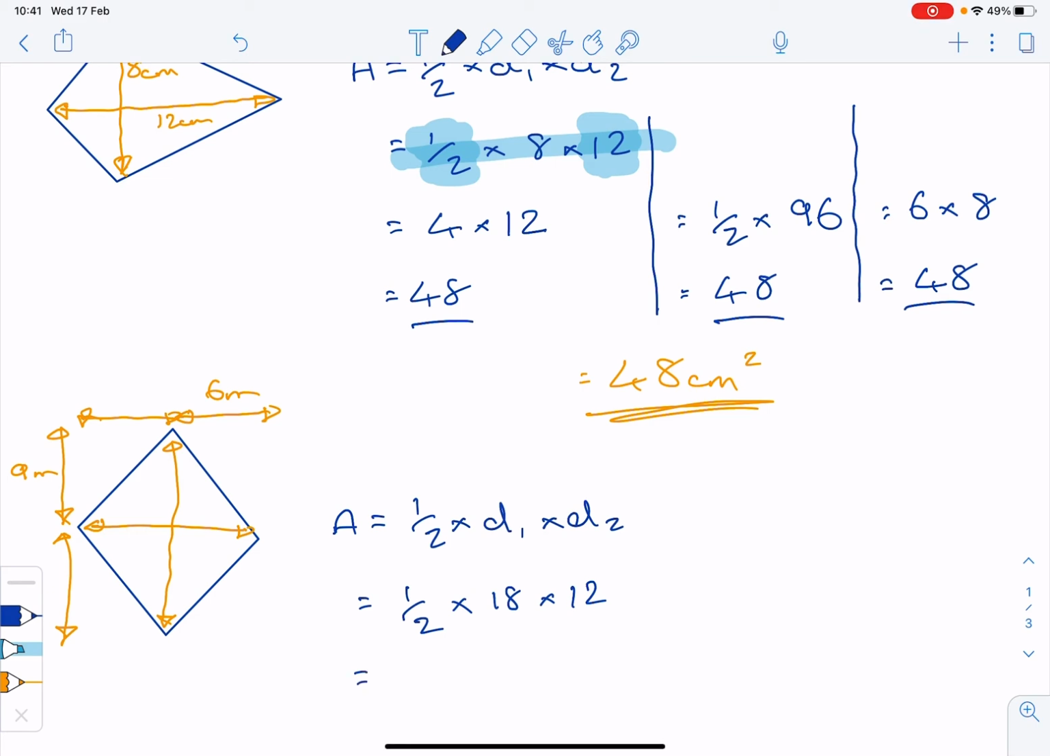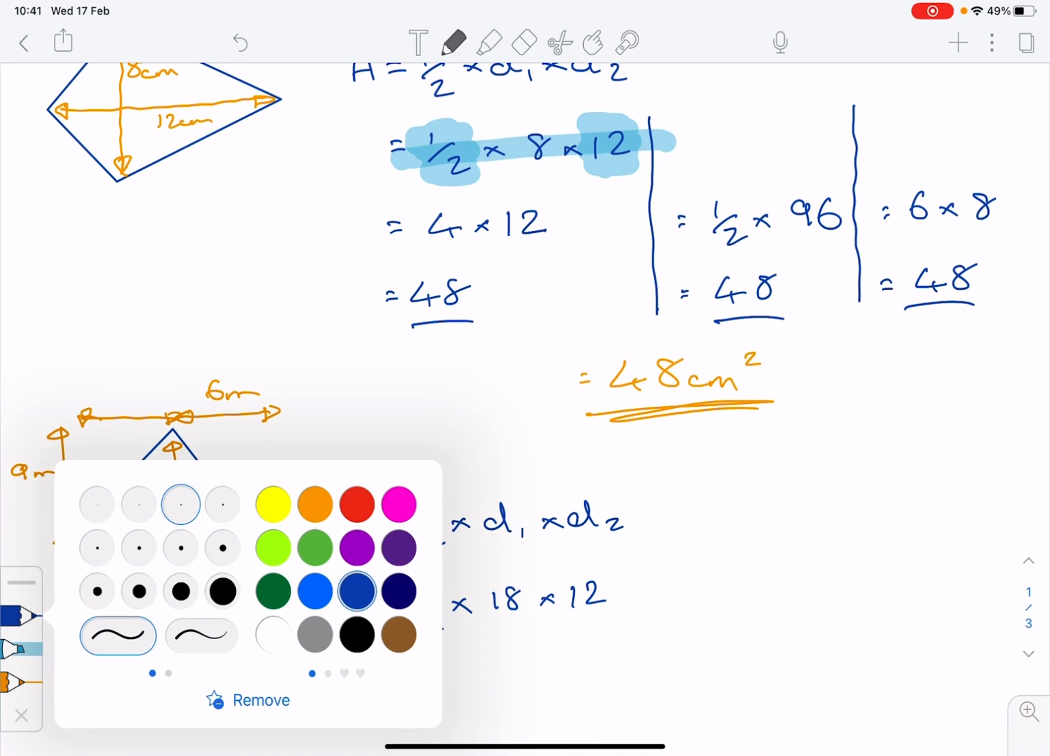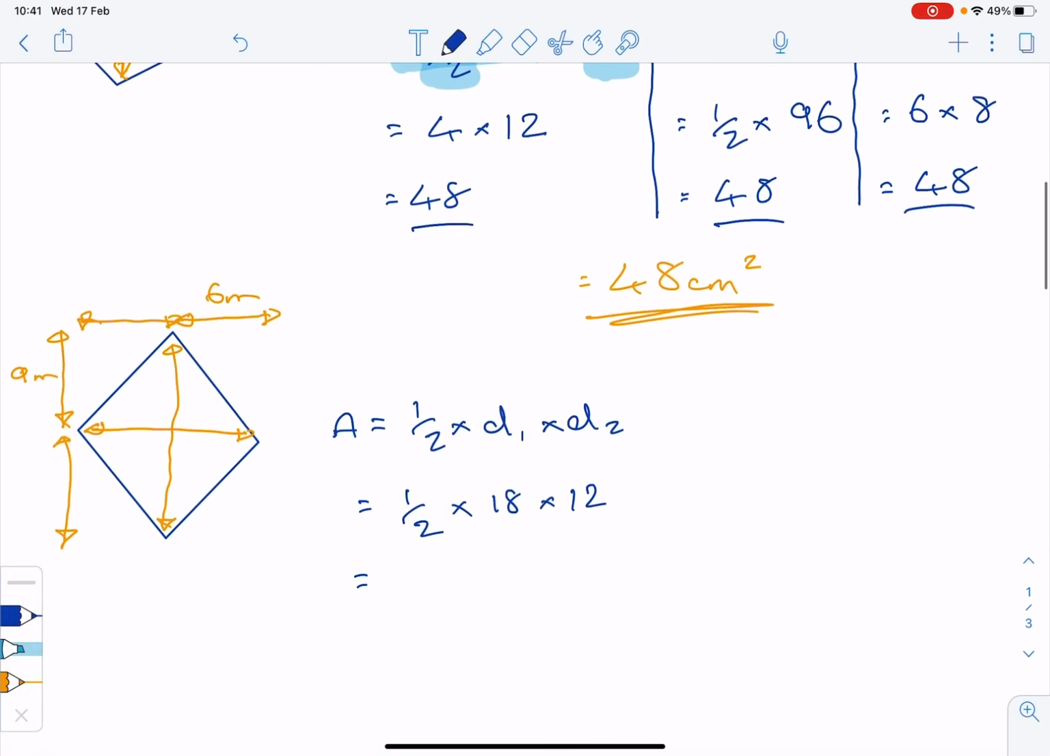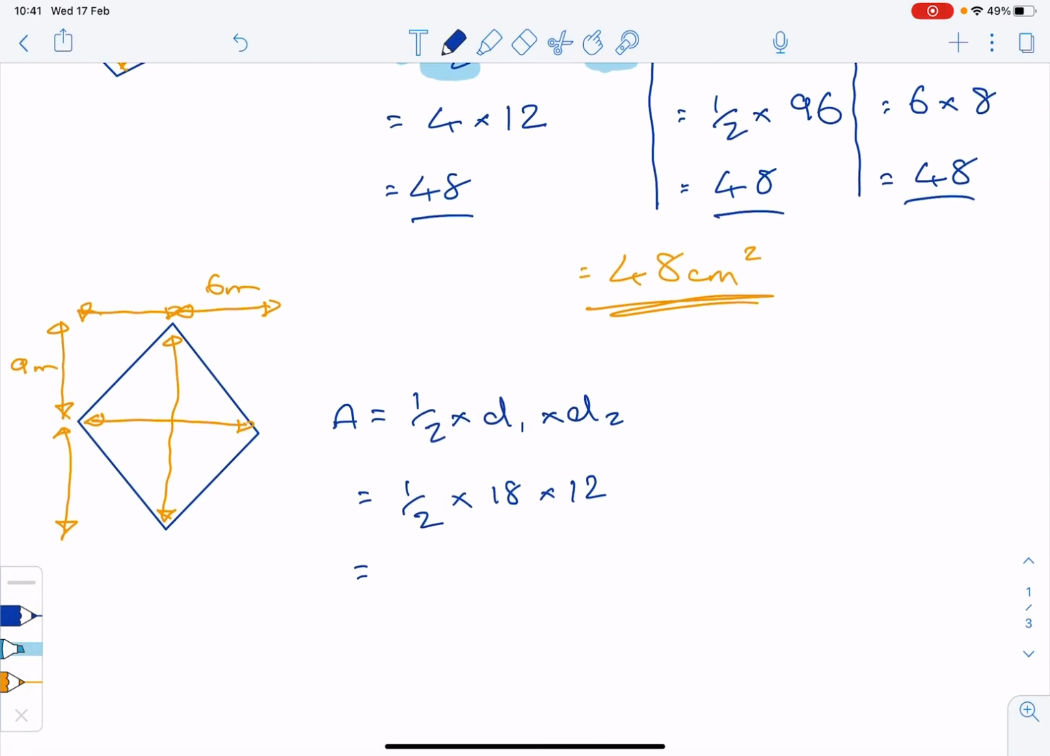I know obviously we're going to half it at the end, but let's just do this properly. Let's just take our time with this. So it's half times by diagonal 1 times by diagonal 2. Now we've got much bigger numbers. It's a little bit more complicated to deal with, so again, we have to think about this carefully.